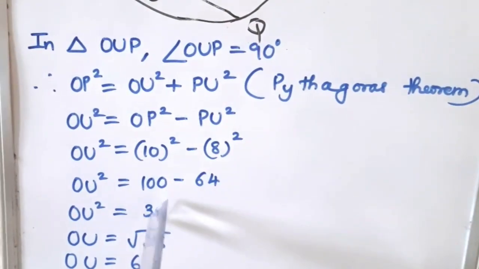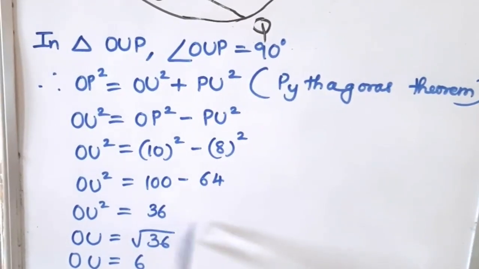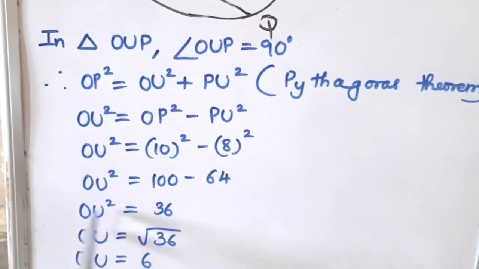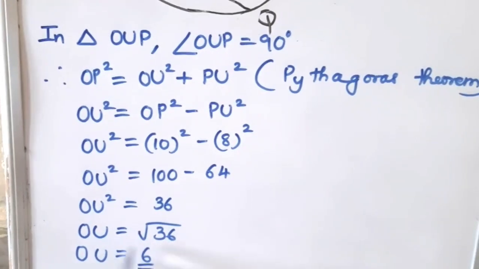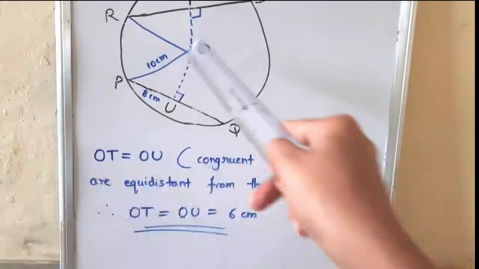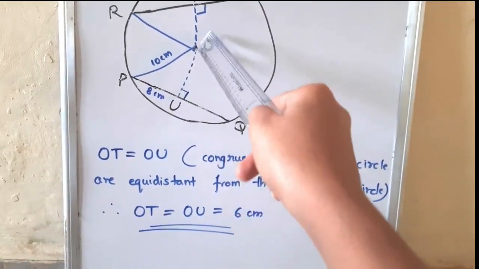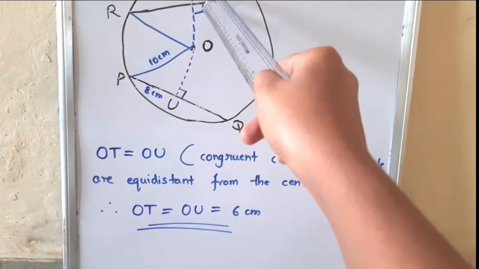100 minus 64 is 36. Taking square root, OU is equal to root of 36. OU is equal to 6. If OU is equal to 6 centimeter, then OT also should be equal to 6 centimeter.